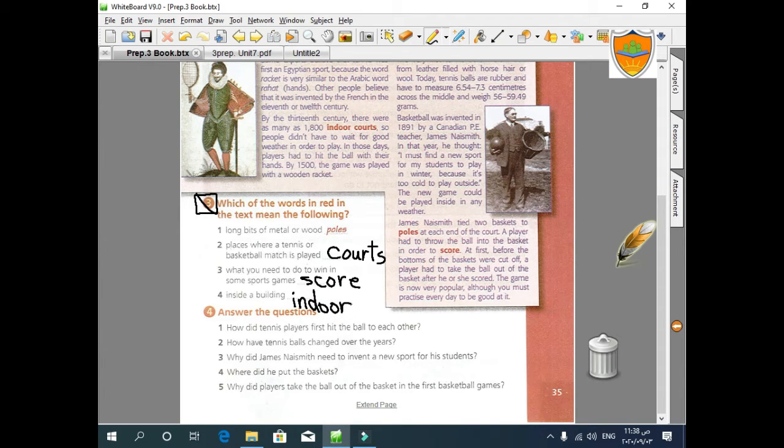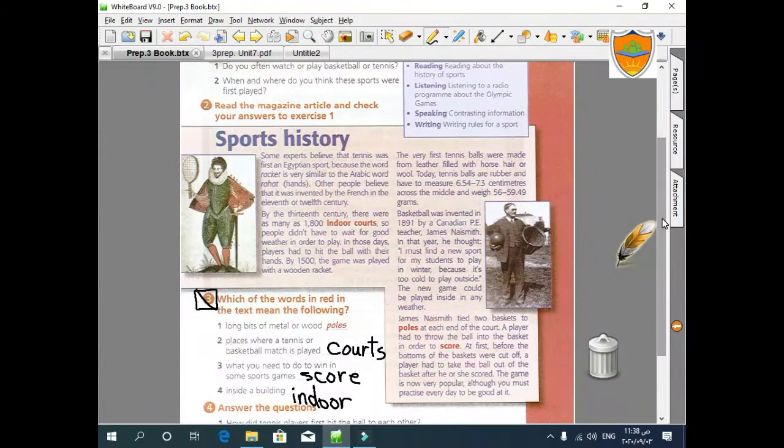So let's go to read today's text. It talks about sports history, the history of some sports, of course, not all sports. Some experts believe that tennis was first an Egyptian sport because the word racket is very similar to the Arabic word rahat. It means hands. Other people believe that it was invented by the French in the 11th or 12th century.